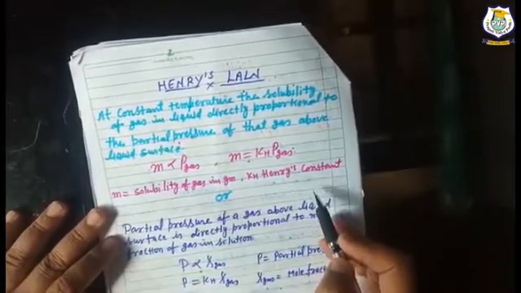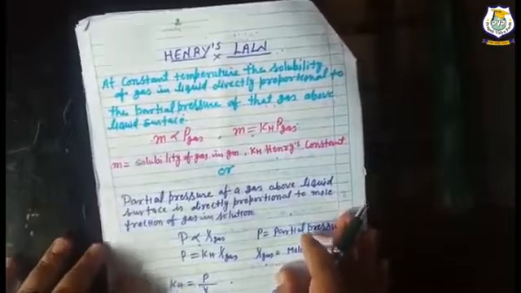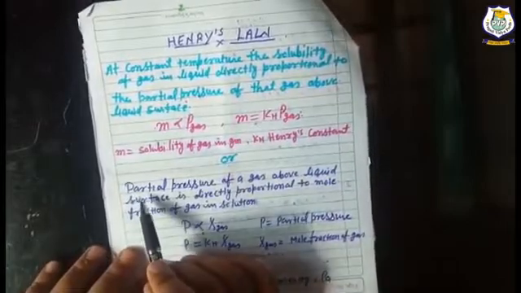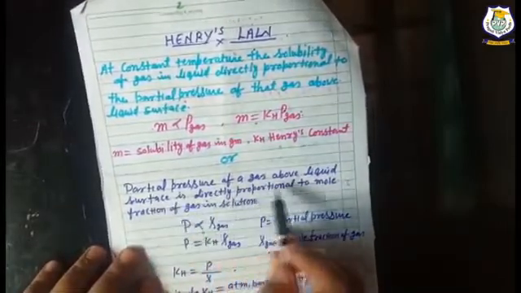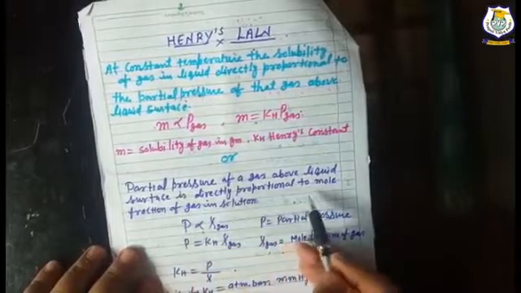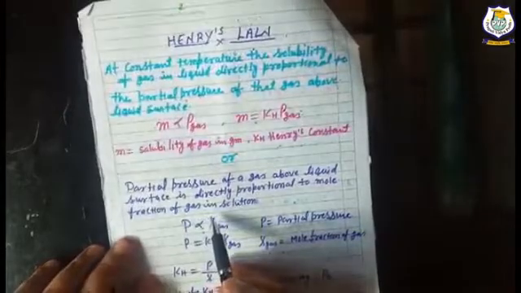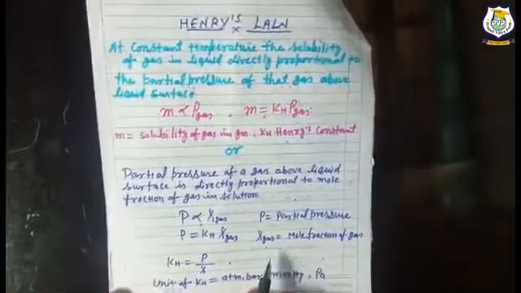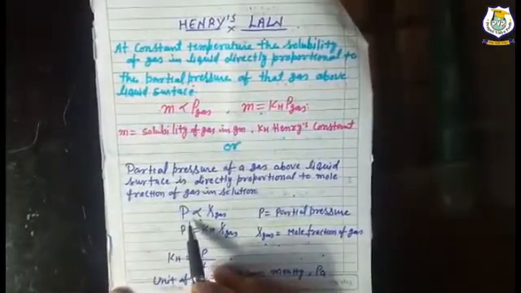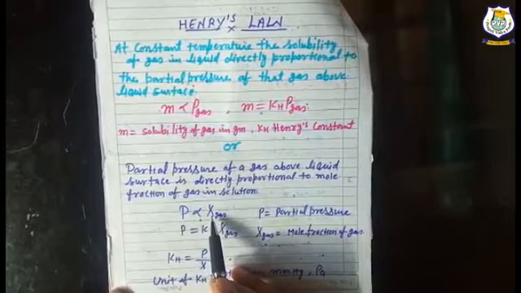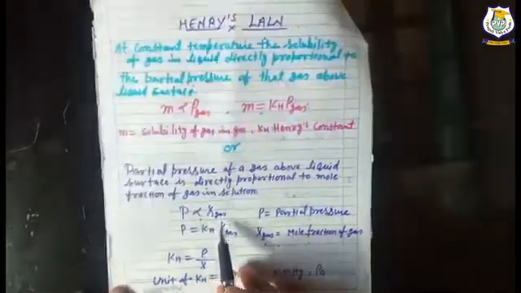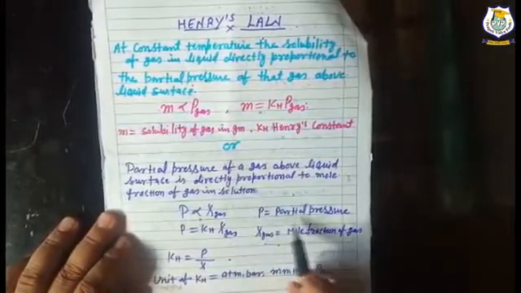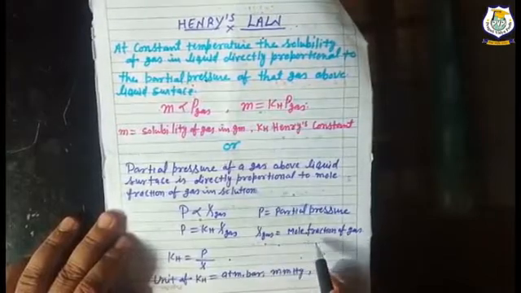Another definition of Henry's law in terms of partial pressure and mole fraction is that the partial pressure of a gas above the liquid surface is directly proportional to the mole fraction of the gas in solution. Mathematically, partial pressure of gas is directly proportional to zeta gas. That means the partial pressure of gas P equals KH zeta gas, where P is the partial pressure of the gas and zeta is the mole fraction of the gas.